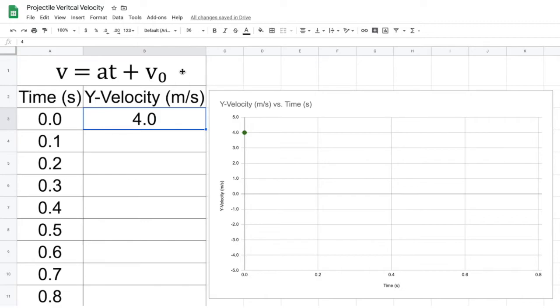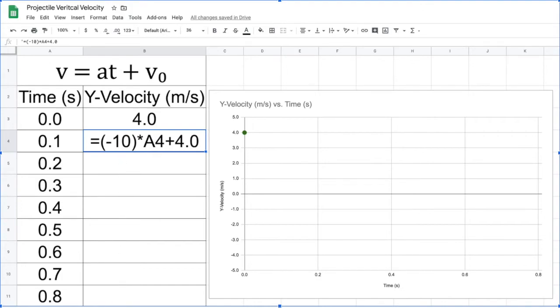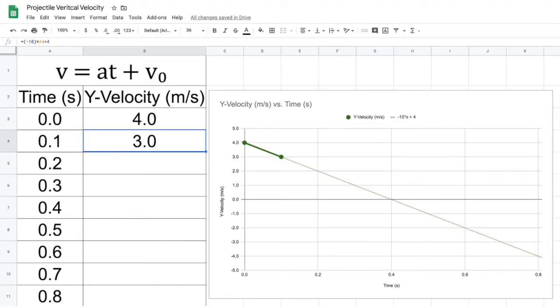The general equation for velocity under a constant acceleration is acceleration times time plus the starting velocity. What I've done in the spreadsheet is entered this general equation in terms of what I know is true for this particular case. The acceleration is -10. Again, I'm using the round number for acceleration due to gravity. I need to multiply that by the time value, which in this case would be located in cell A4, and then I need to add in that initial velocity term. When I hit enter, it calculates the value for me.